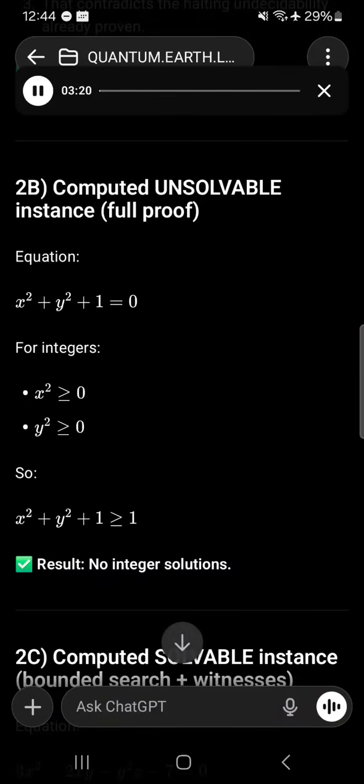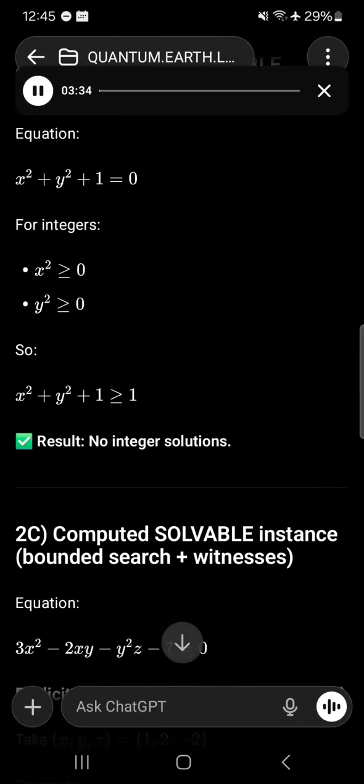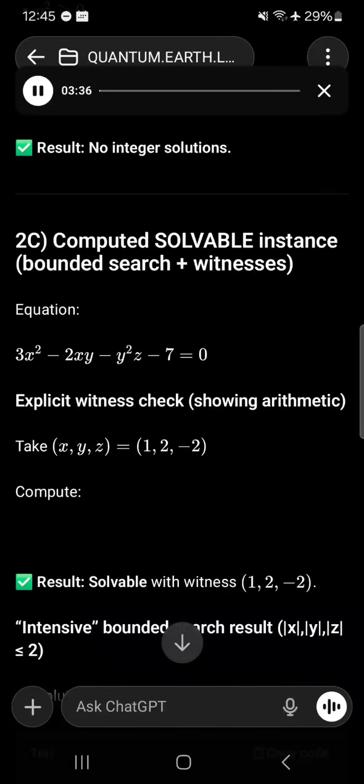Number 2B, computed unsolvable instance, full proof. Equation: x squared plus y squared cubed plus 1 equals 0. For integers, x squared is at least 0 and y squared is at least 0, so x squared plus y squared cubed plus 1 is at least 1. It can never equal 0. Result: no integer solutions.